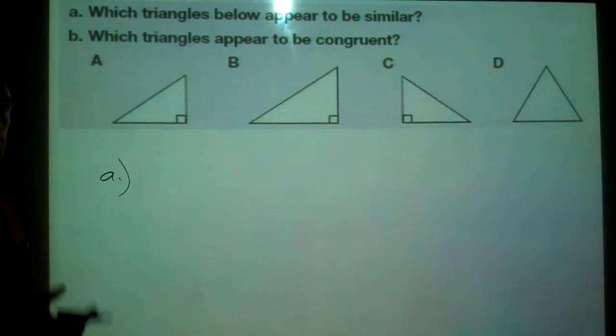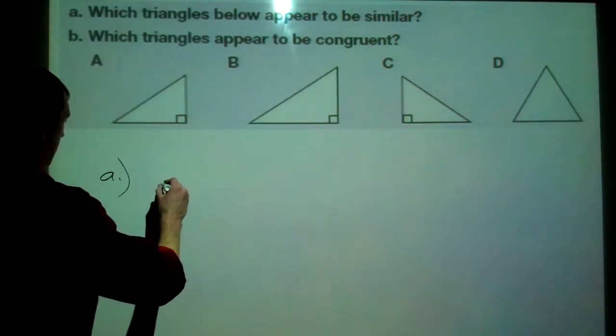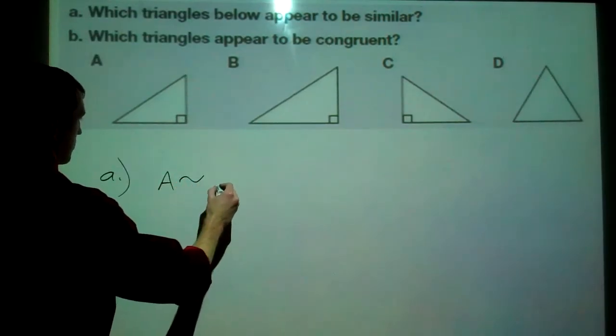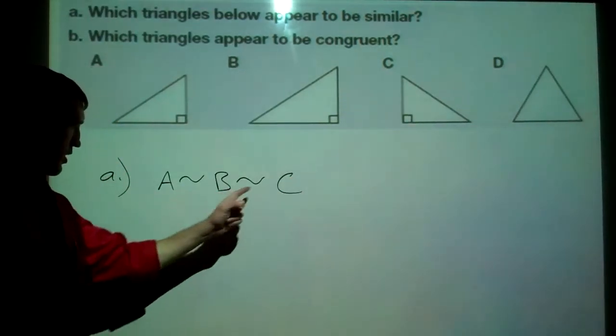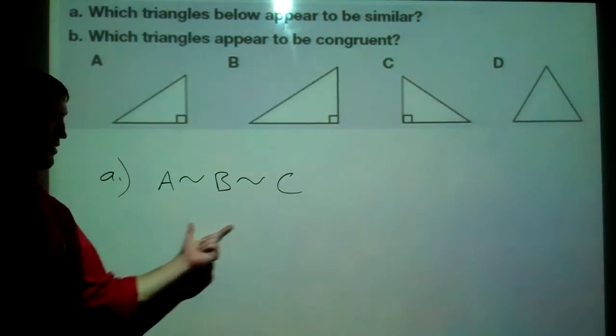We have a symbol that we use for similar, and it's a little squiggly line. We would say A is similar to B, which is similar to C. So this little squiggly line means similar. So all these 3 are similar.